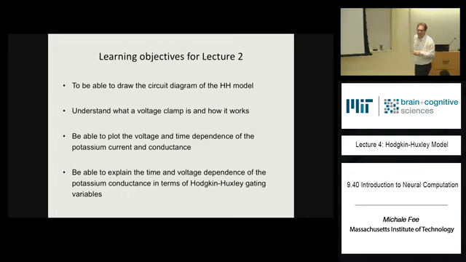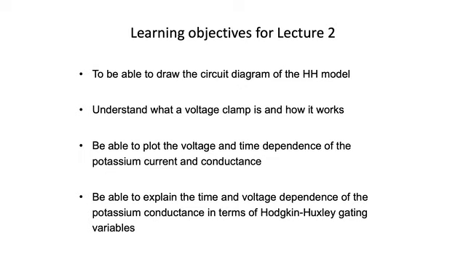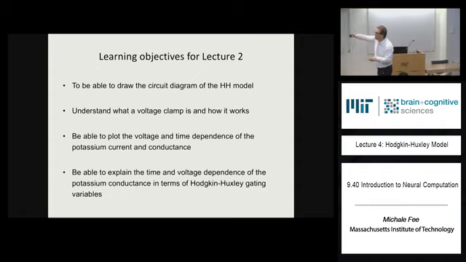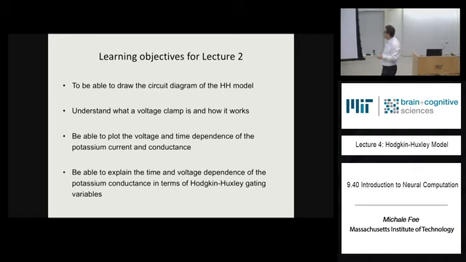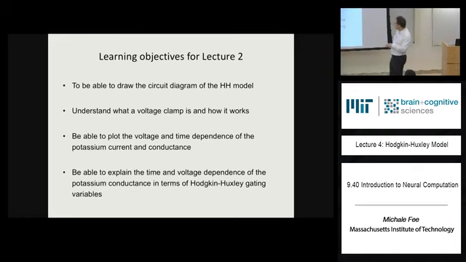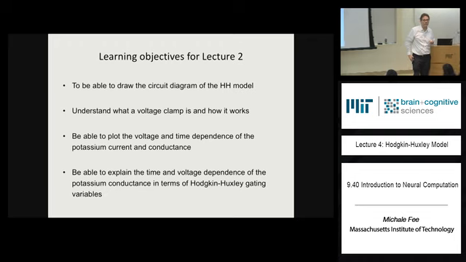All right, so again, what I'd like you to be able to do is to draw that circuit of the Hodgkin-Huxley model. I'd like you to be able to explain at a basic level what a voltage clamp is and how it works. I'd like you to be able to plot the voltage and time dependence of the potassium current. Remember this sigmoidal activation of the potassium current and the conductance, voltage and time dependence. And be able to explain the time and voltage dependence of the potassium conductance in terms of the Hodgkin-Huxley gating variables. Okay?